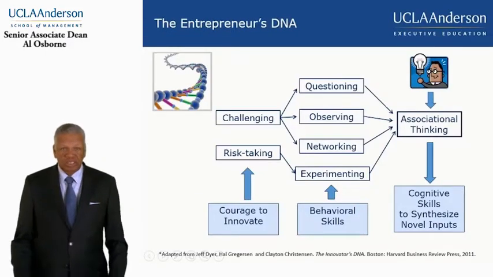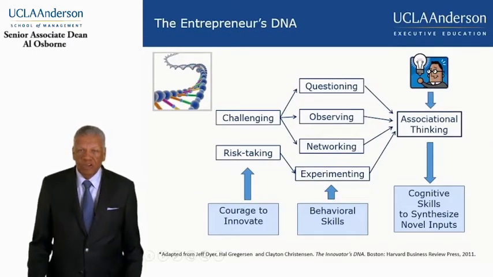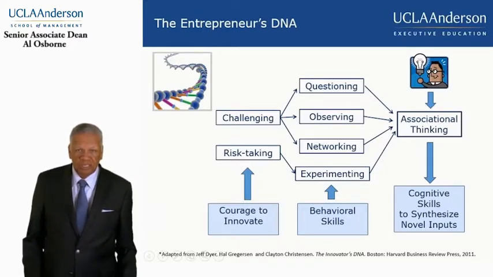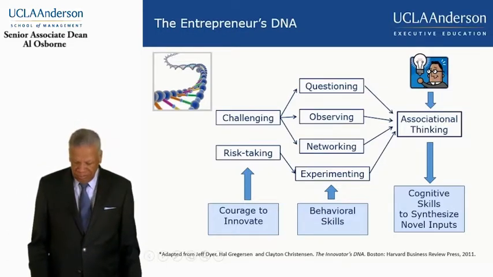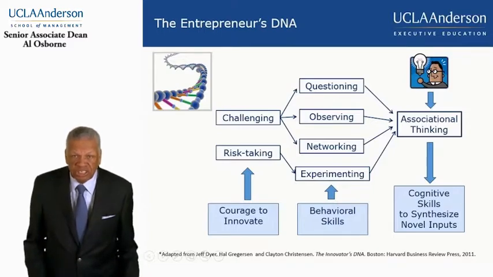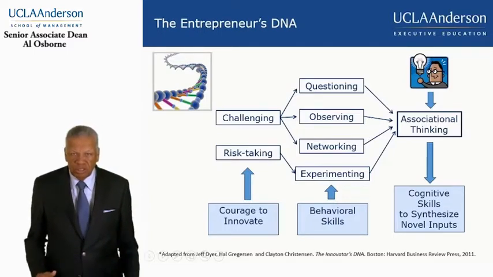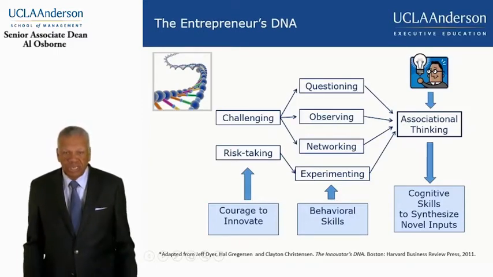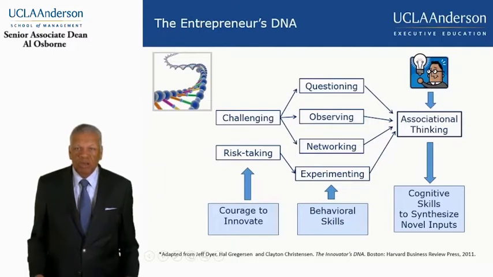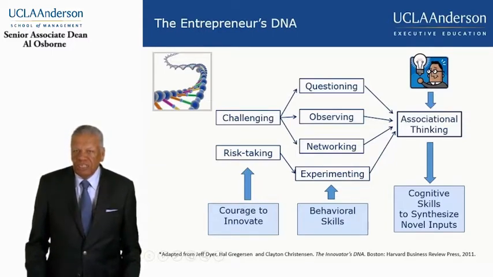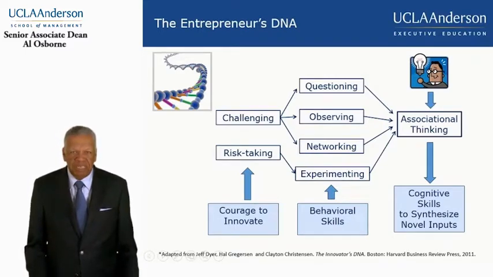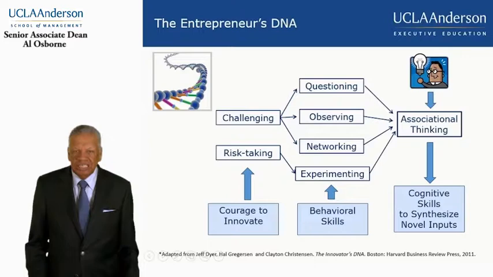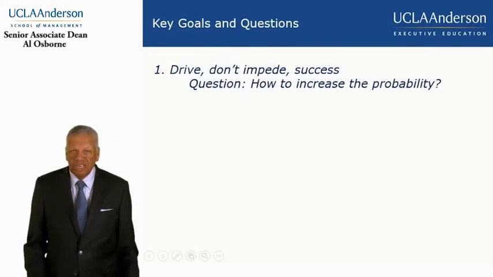So what then is the entrepreneur's DNA to assist in this process? Well, first of all, you must have what I'm going to call the courage to innovate. You're willing to challenge existing ways of doing things, and you're not afraid to take the risks that might be necessary. The organization must have the behavioral skills to experiment, to question, to observe, to put together the networks that allow you to handle the challenges you face, and develop what we call associational thinking, the ability to synthesize novel inputs that may be occurring in your marketplace and see what those trends might be so that the light bulbs go off in your head. That is the essence of the entrepreneur's DNA, as developed by Christensen and his colleagues.